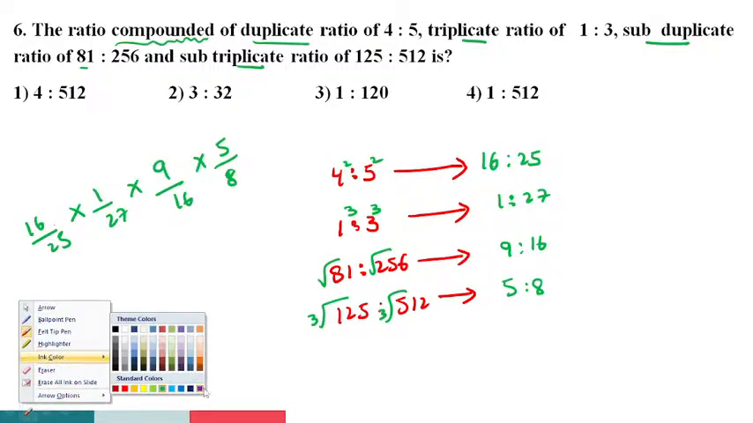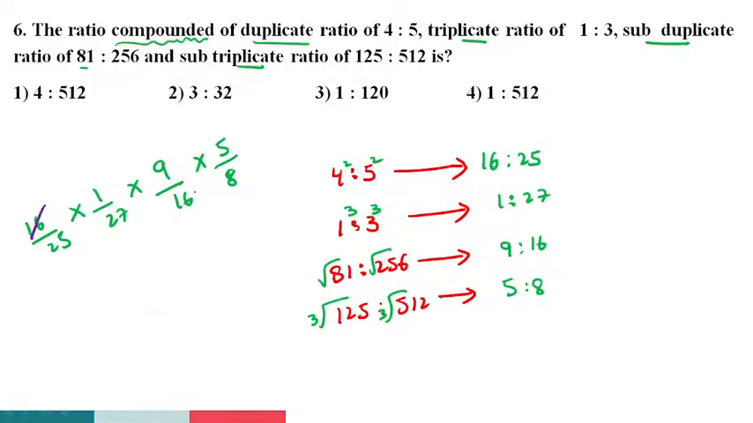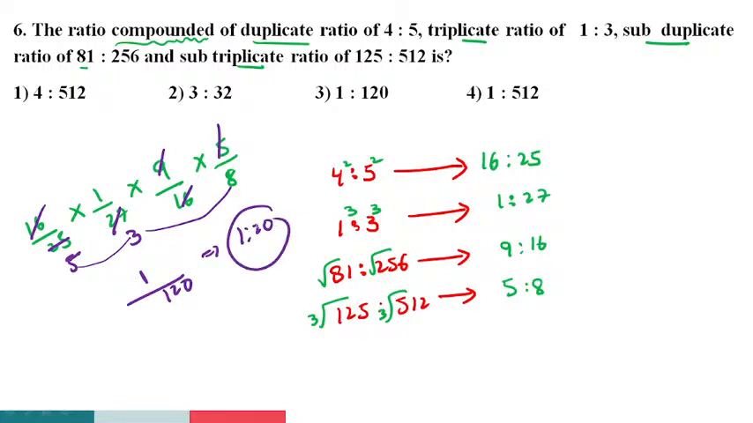So 16 is cancelled, right? 9 ones are 9, threes are... 5 ones are 5, fives are 25. Any cancellation here? No cancellation. Numerator is how much? 1. Denominator: 5 threes are 15, 15 eights are 120. So the answer is 1 is to 120.